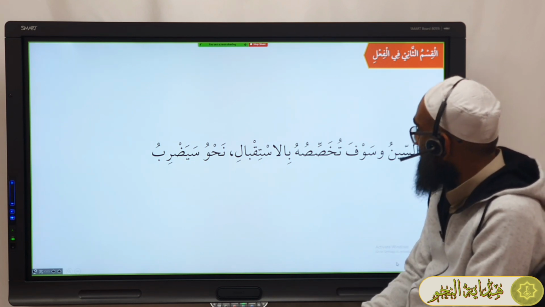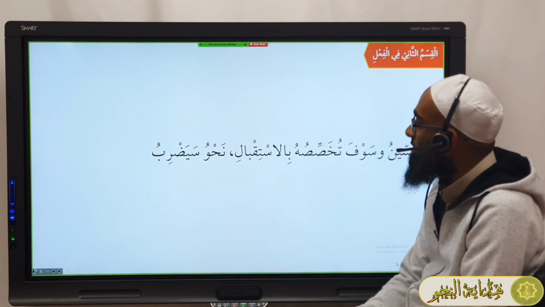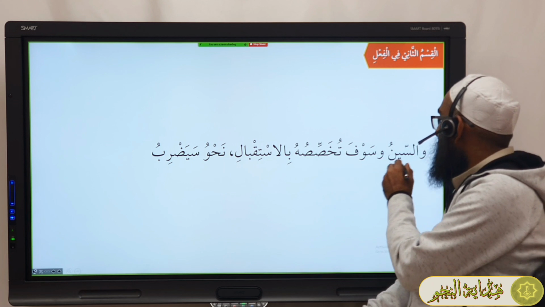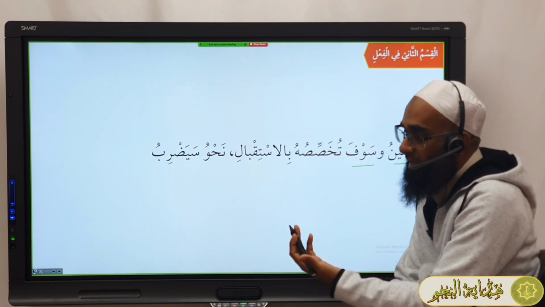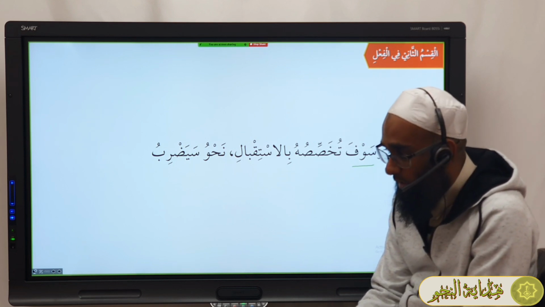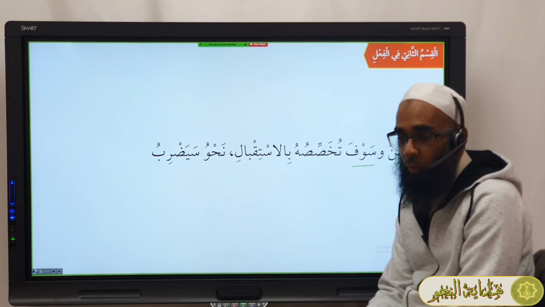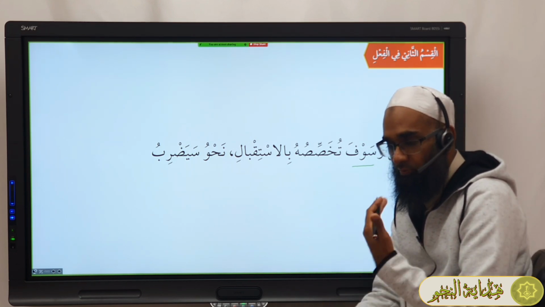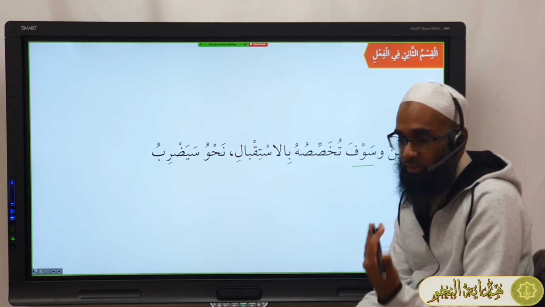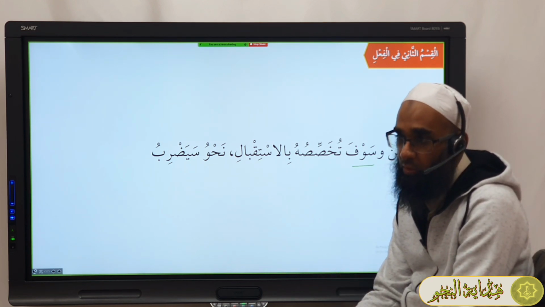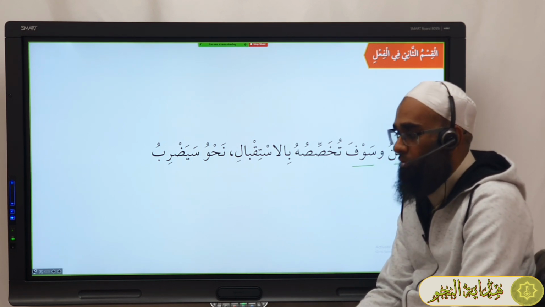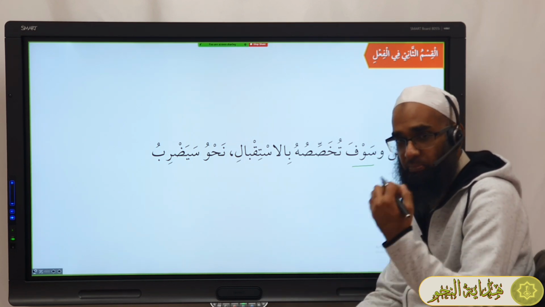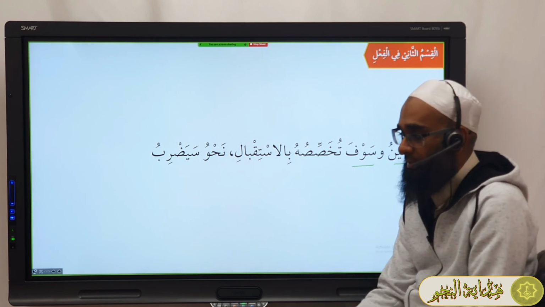Okay. والسين وسوف تخصصه بالاستقبال. When you bring sin and you bring sawfa, it specifies the fi'l mudari' to the mustaqbil, because on its own it's mushtarak. It has the meaning of present and future. When you put sin or sawfa, سيقول السفهاء من الناس, they will say, سوف تعلمون, you will soon come to know. So these two make the mudari' specific for the mustaqbil. It can't be present tense anymore.